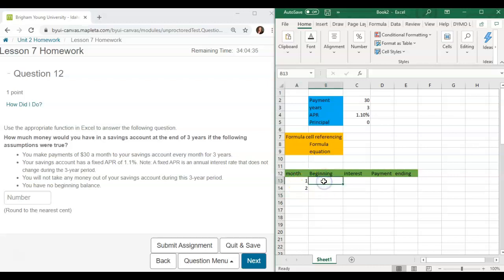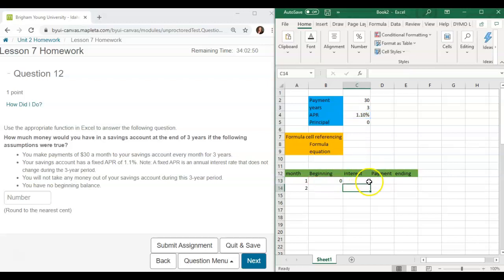Okay, so then we enter in the beginning balance, which we know is 0 because they told us that you'd start with nothing. Now to calculate the interest, we're going to do equals and cell reference the APR. Now we want the interest to always reference this APR, so I'm going to press function F4 for a PC or Command T for a Mac, and then divide this by 12 because we'll be making monthly payments, and then multiply this by the beginning balance.